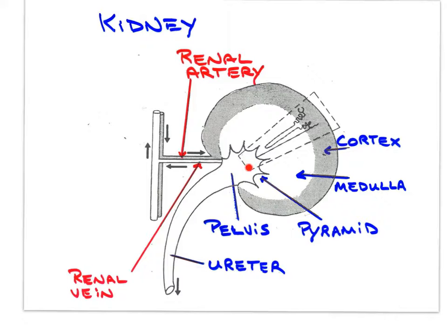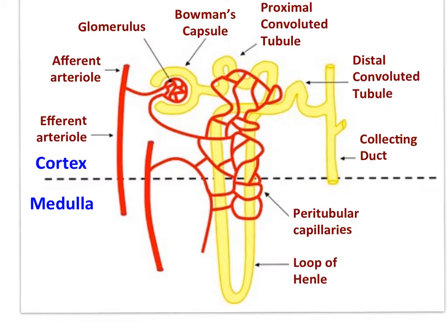Once in the pelvis, the urine moves to the bladder in the ureter. Again, filtrate enters the loop of Henle in the cortex. The filtrate moves within the descending limb of the loop of Henle into the medulla.